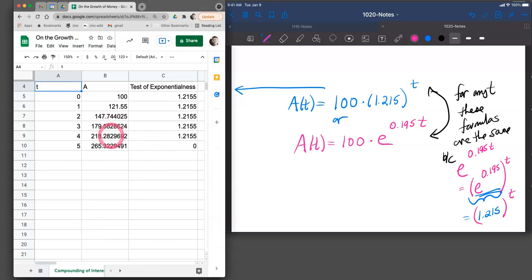Alright, in a previous video we looked at some data that was given and understood it as the amount of money in an account after a certain amount of time t in years. Because of the test for exponentialness, we looked at the ratio of any two consecutive values of the amount in the account, and that ratio always comes out to be the same. That is therefore a test that tells us there is an exponential function underneath this data.